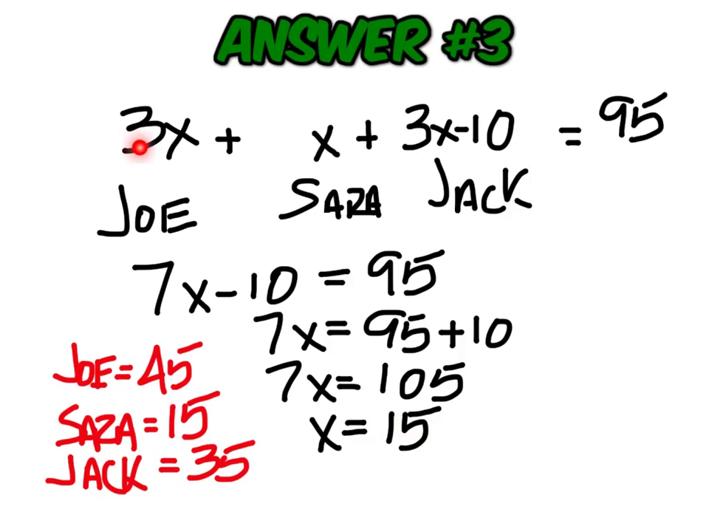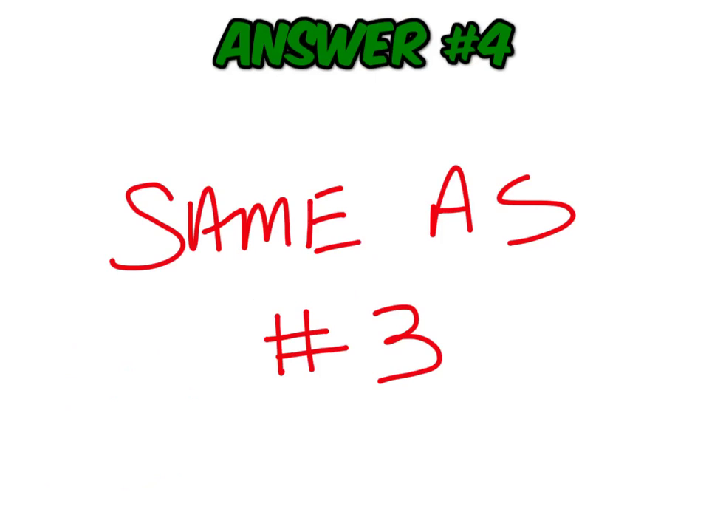So that would make Joe 3 times 15, 45. Sarah is 15, and Jack is 3 times 15, which is 45, but take away 10 to get 35. Well, number 4 was the exact same problem. I did not change the numbers when I duplicated the problem, so you can all have credit for that.